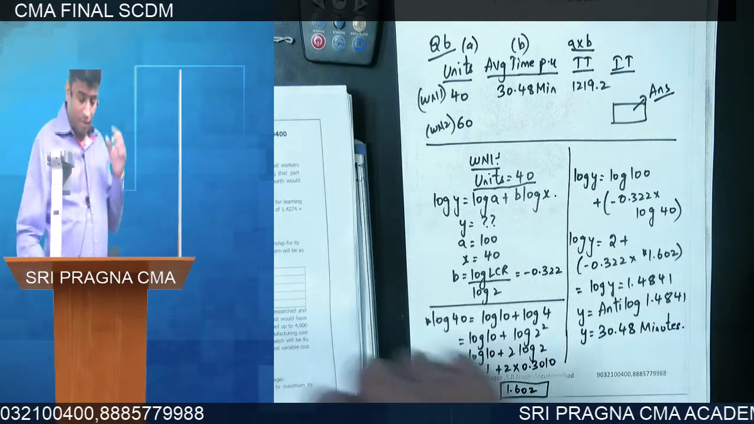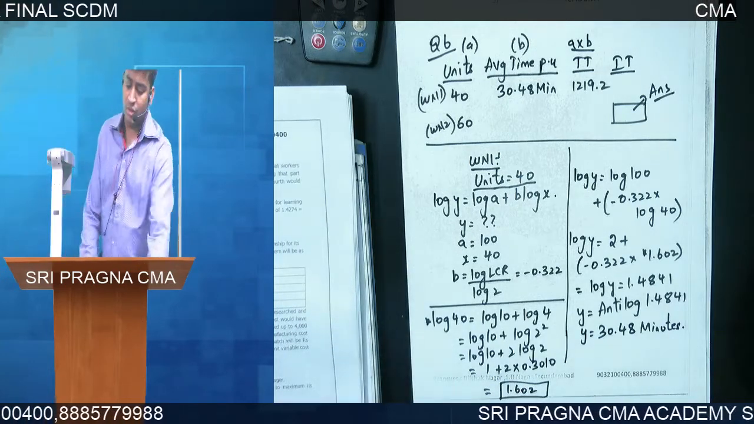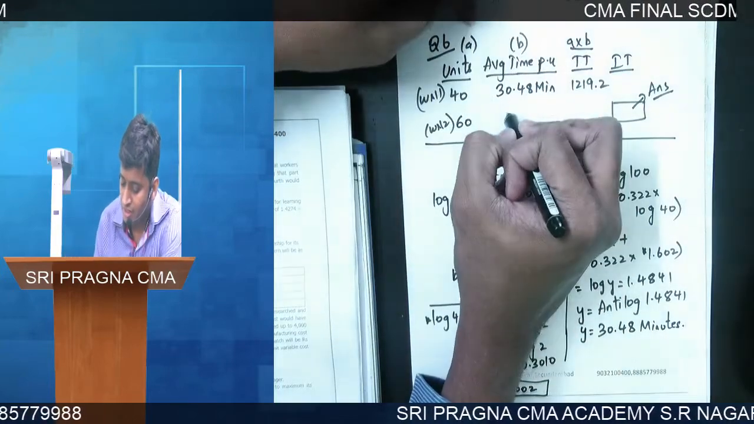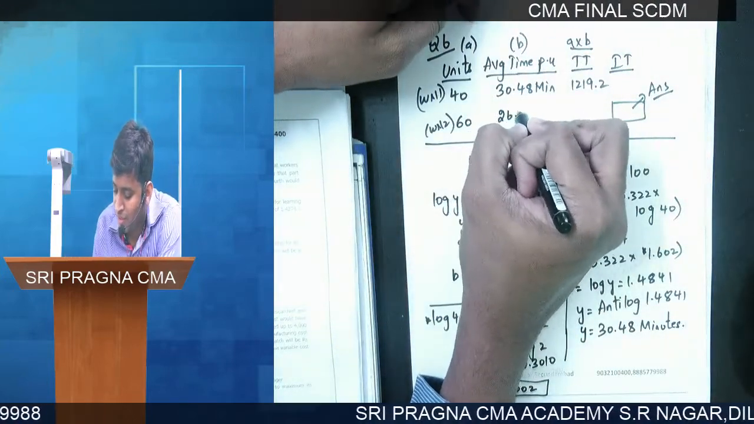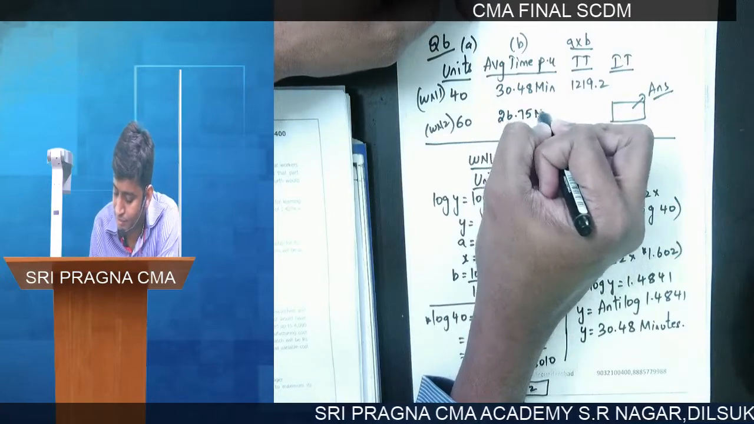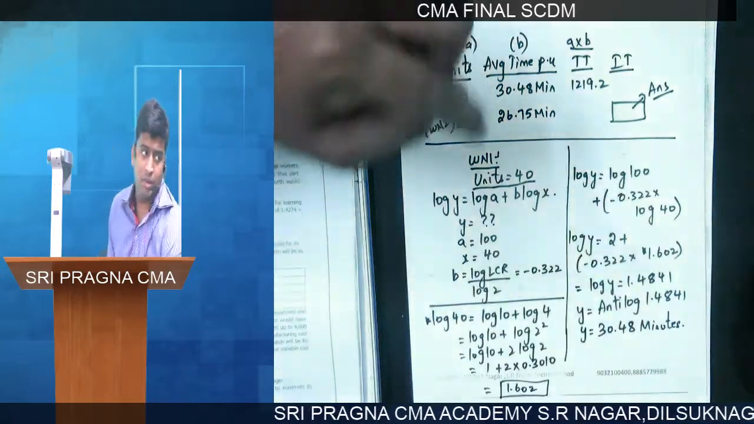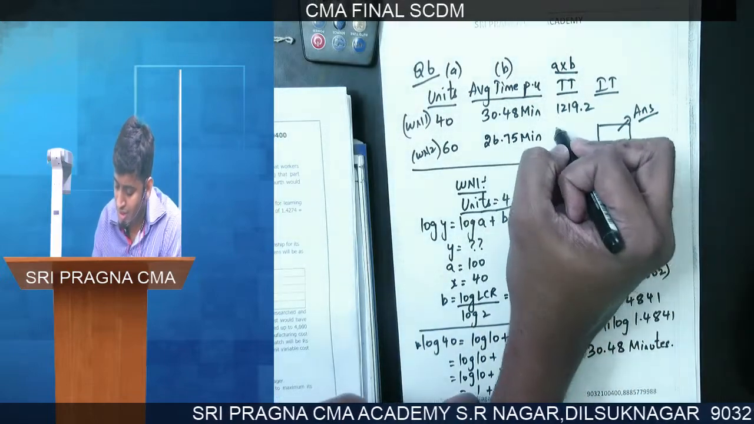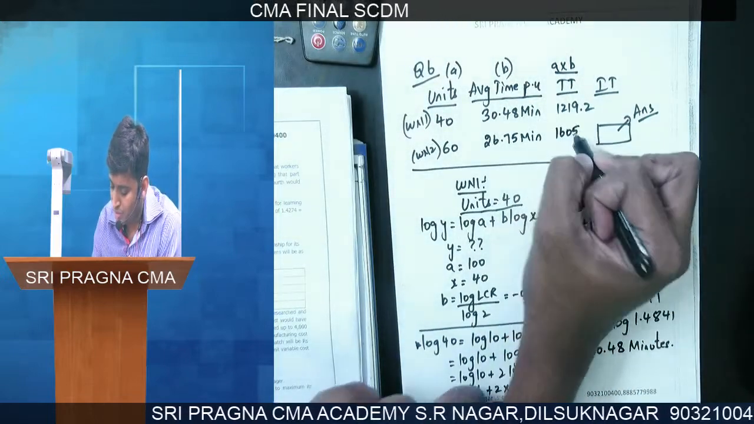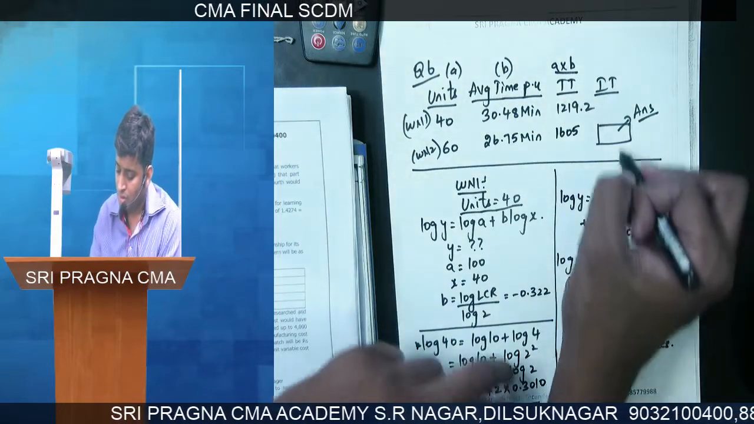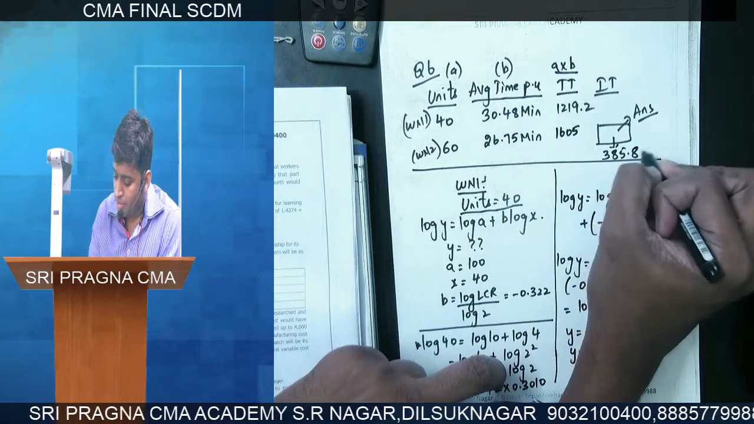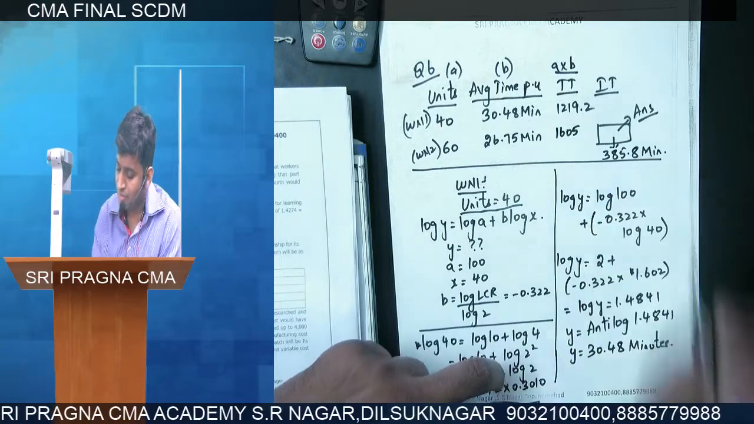So what is y when x is 60 units? The good point is it is given in the problem already. It is given in the problem only. Multiply karo. Minus karo. 385 minutes is the answer.